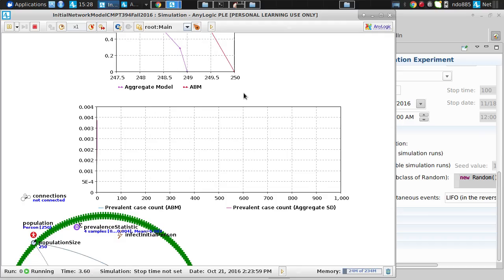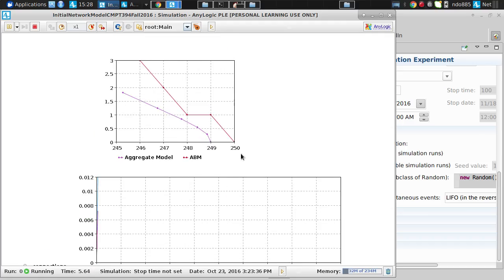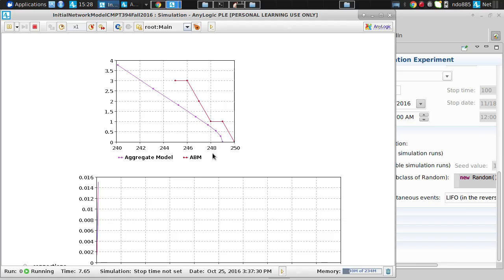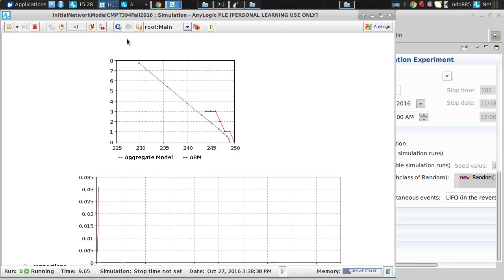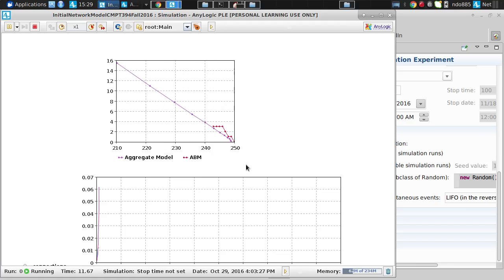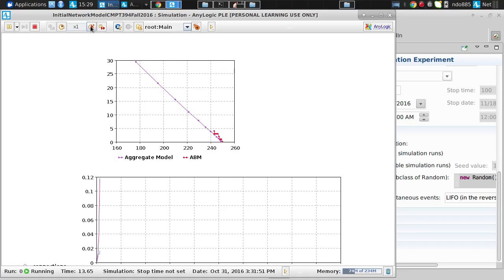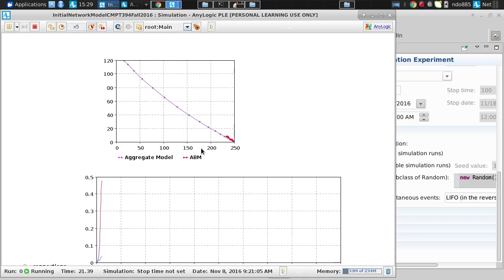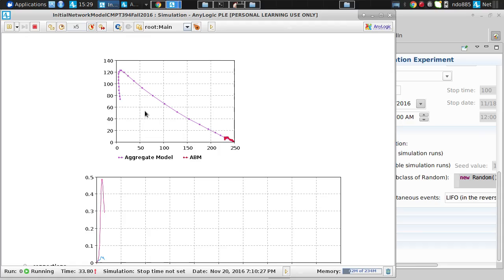So here we have a state space plot. ABM is this red one, and the aggregate model is this one here. What's going on with the aggregate model? Where is it right now? It's here. It reached an equilibrium. It sort of went up.